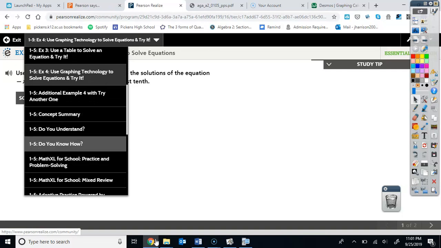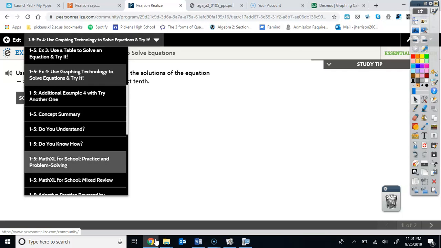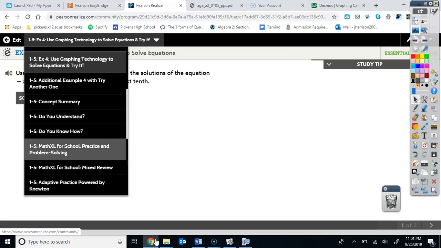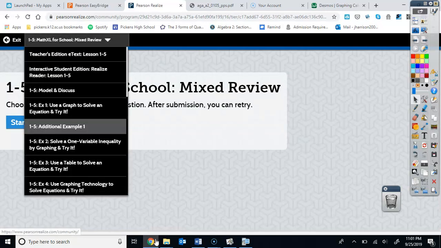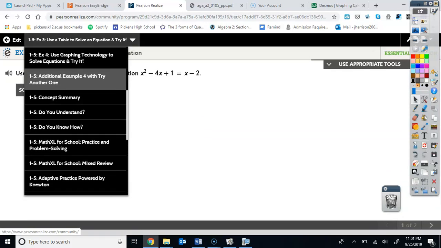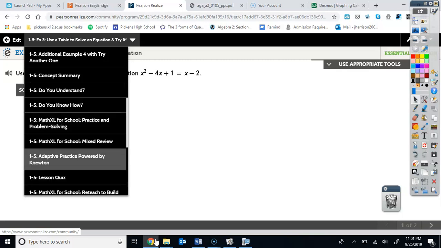What you can also do is, underneath this section in your drop-down menu at the top, you can look and see some concept summary, and there are practice problems in your interactive textbook that you could go through. There's also this Math Excel thing that has review problems and gives you feedback on whether you got it right or not. There's also this adaptive practice that adapts to how well you're doing. I have not been able to get this to work at my house, honestly, so if you want to try it, you could.